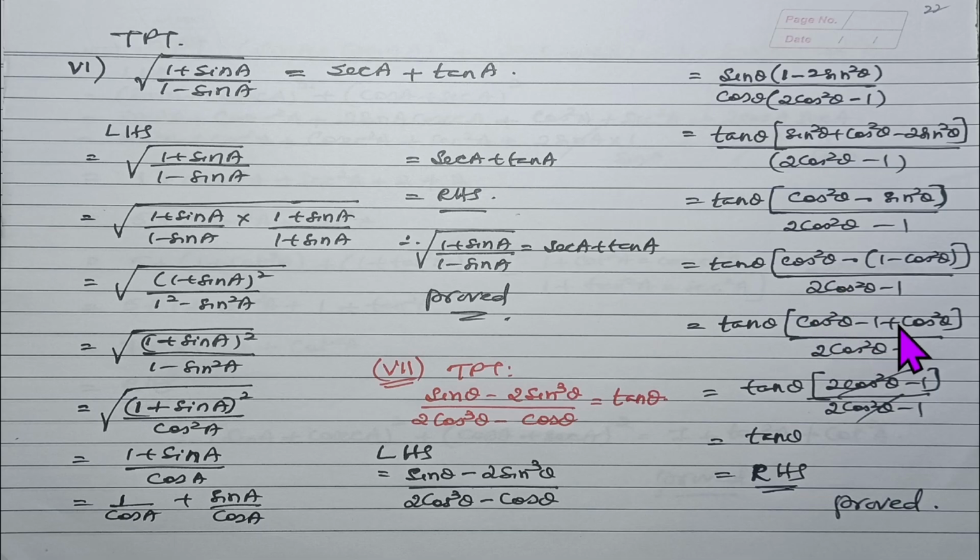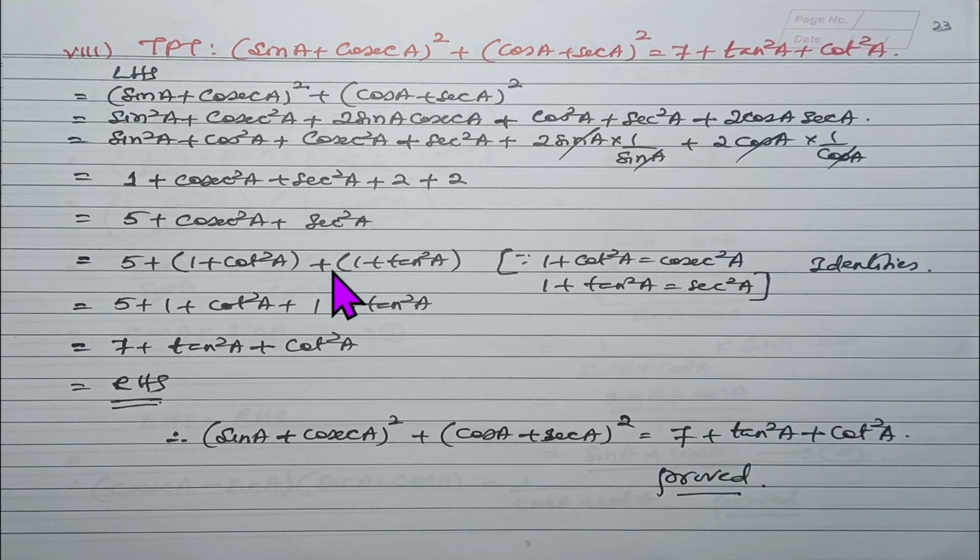Cos square theta minus 1 plus cos square theta. Cos square theta plus cos square theta is 2 cos square theta, minus 1, and the denominator 2 cos square theta minus 1 gets cancelled, and what remains behind is tan theta, and that is exactly what we wanted. That is the RHS. A bit of understanding of the basics of trigonometry will help us to solve the identities. Now coming to the next example.